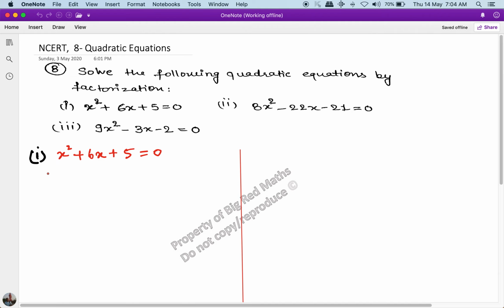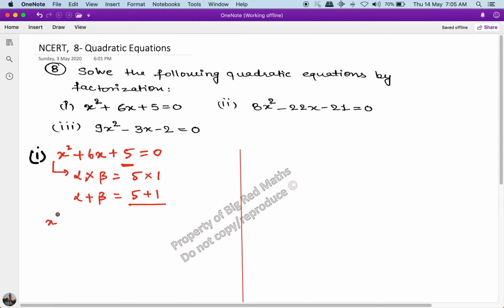Here I will just quickly tell you that you take the coefficient of x square and the constant term, and that will be the product of your alpha beta. So alpha when multiplied with beta should be equal to 5 into 1, and alpha plus beta is equal to 5 plus 1. This was a pretty straightforward question.